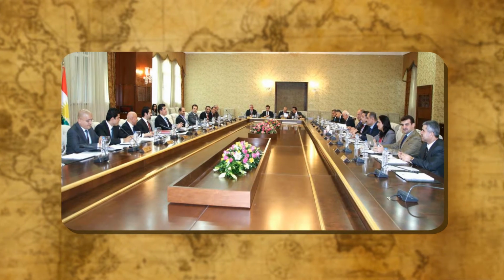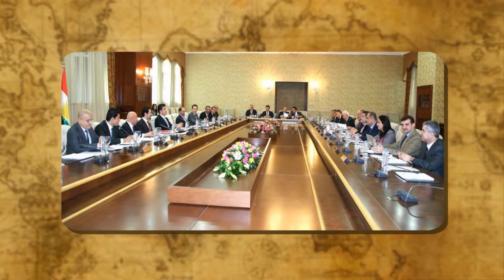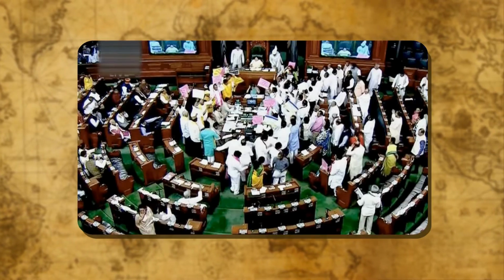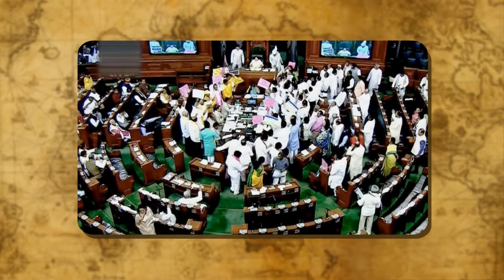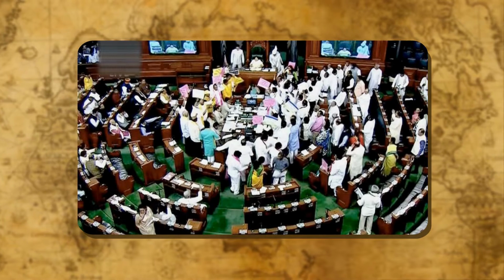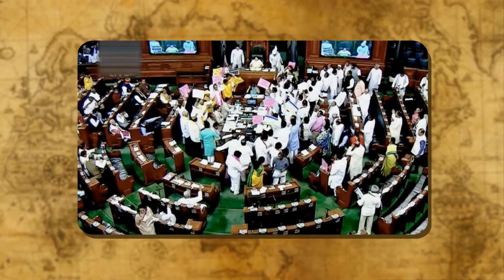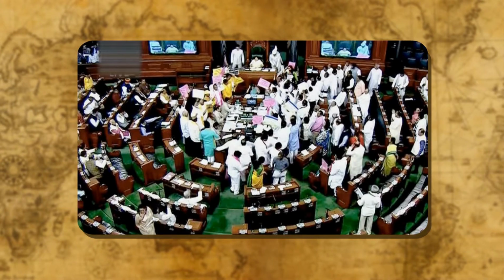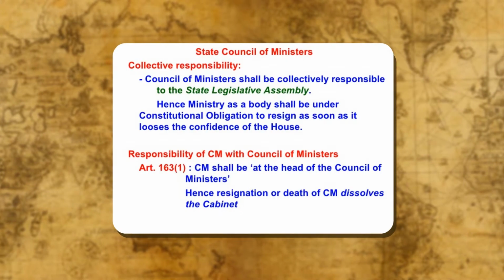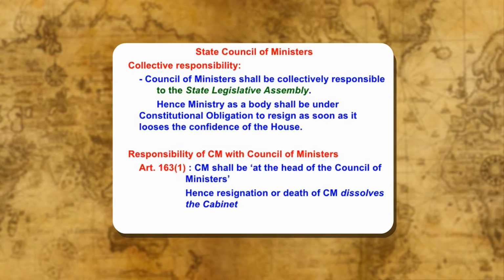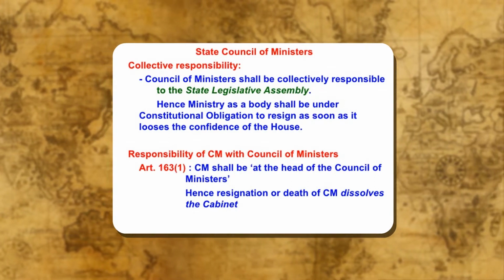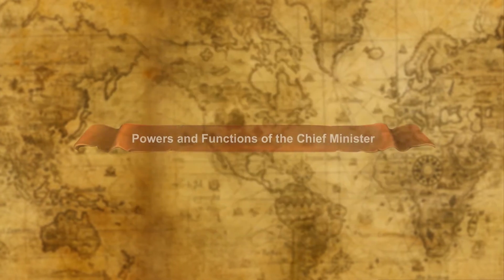The Council of Ministers work as a team. It is responsible for all acts of commission and omission. If a vote of no confidence is against a minister, all ministers are held responsible collectively to the legislature, and all of them have to resign. The ministers work on the principle of collective responsibility. If a vote of no confidence is passed against it, the government has to resign.